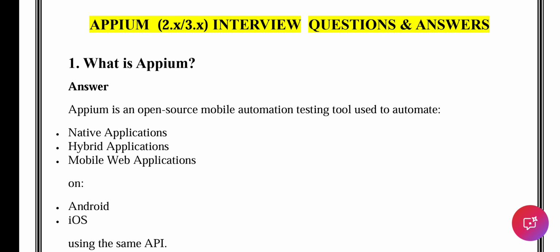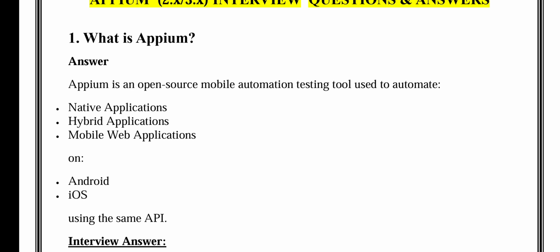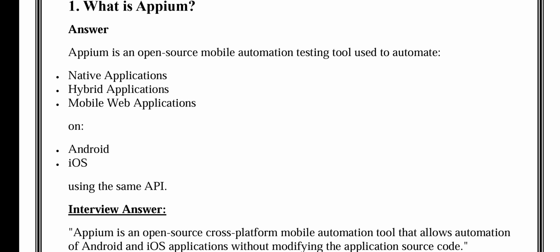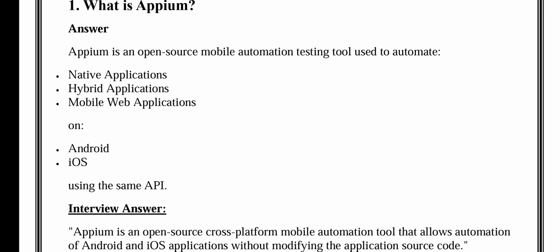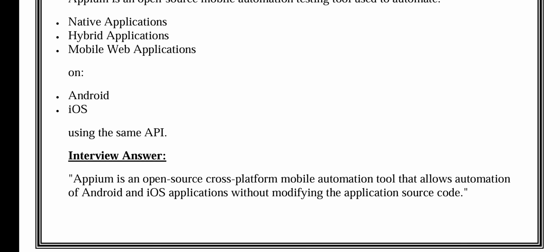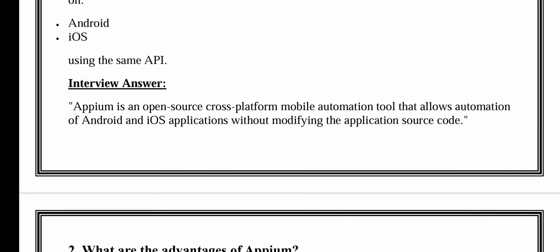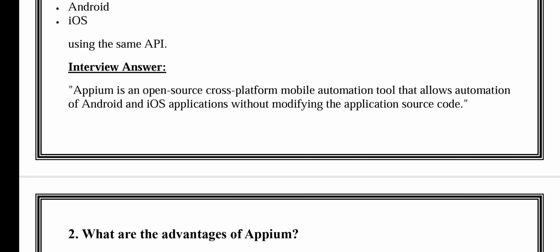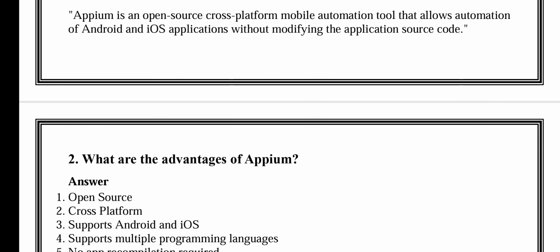So, what is APPIUM? This is the very first question in every interview. APPIUM is an open source mobile automation testing tool used to automate native applications, hybrid applications, and mobile web applications on Android and iOS devices using the same API. In short, you can give the interview ready answer like: APPIUM is an open source cross-platform mobile automation tool that allows automation for Android and iOS applications without modifying the application source code.